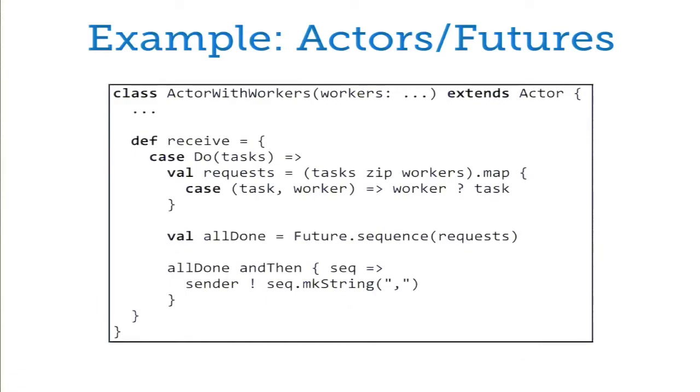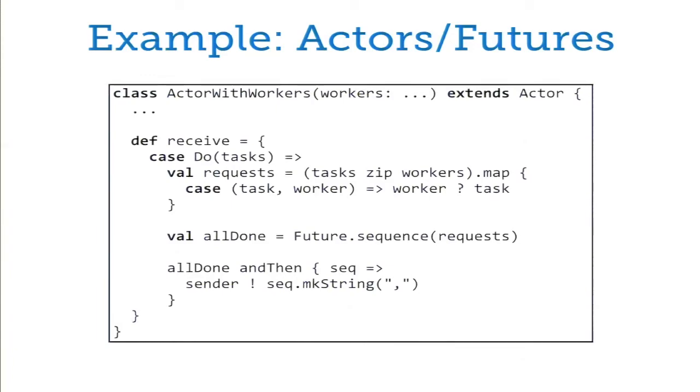So let's have a look at a more concrete example here, which in the Scala world is extremely common. Again, this is a simple actor, similar to what we've seen before, right? So we have an actor that has workers in this case, and again, it can receive a do message containing a collection of tasks. And the idea is that, in this case, we have a collection of workers, so we can send each worker a task, okay?